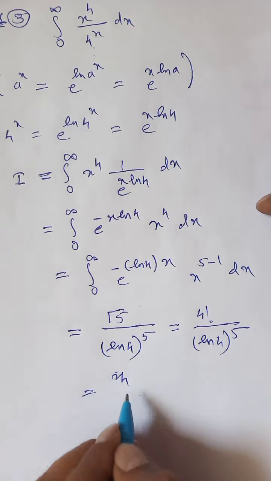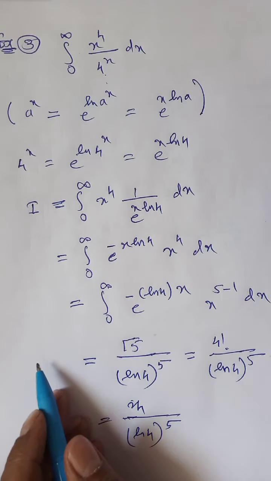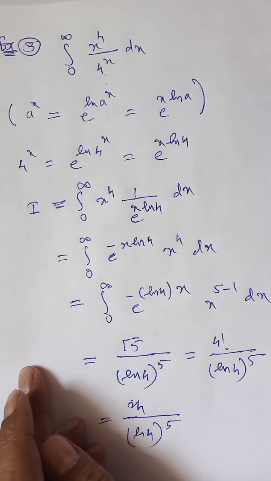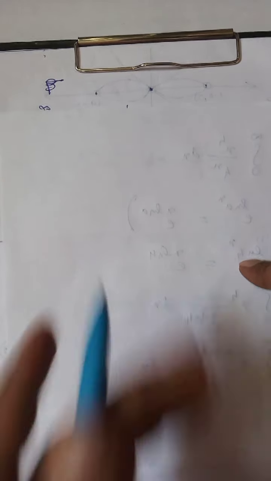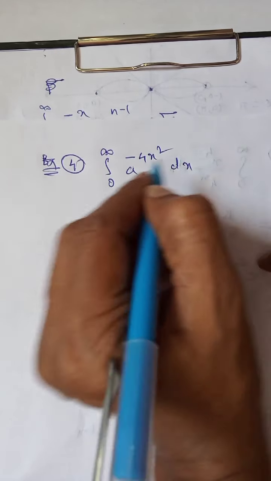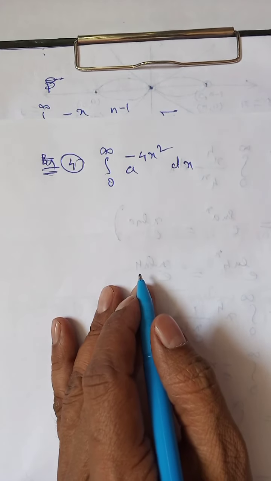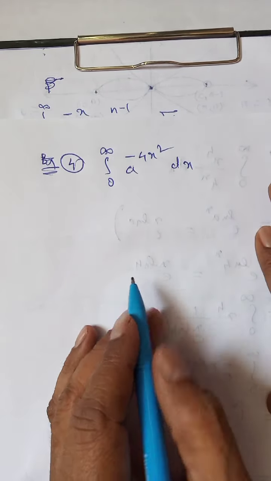So now you'll be able to solve all the examples of the gamma function. We'll see these additional examples. Evaluate the integration from 0 to infinity a to the power minus 4x square dx. So here we have an exponential function, we don't have an algebraic one, so you need not worry about that.